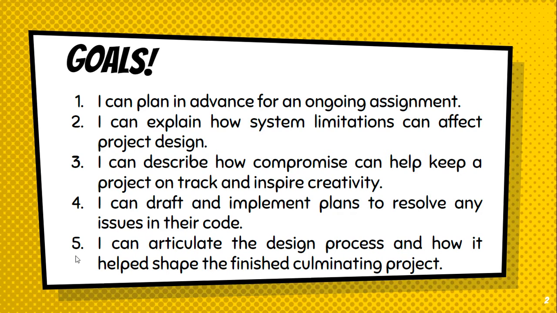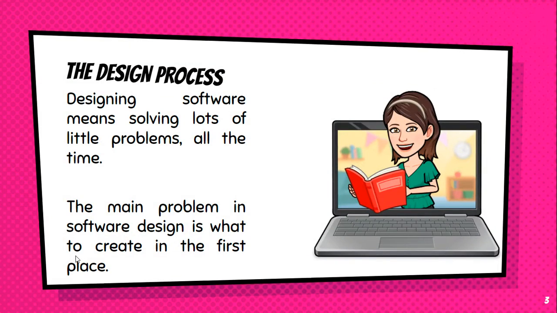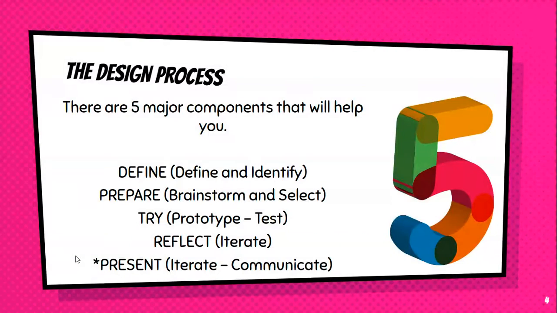Okay, before we start planning our project, before I start talking about our final project, I wanted to talk about the design process. Designing software means solving lots of little problems all the time. And the main problem in software design is what to create in the first place. So what am I going to be creating? What for? I know that my teacher is saying, I'm going to be creating a coding project, but what? So the design process has five major components that will help you figure it out.